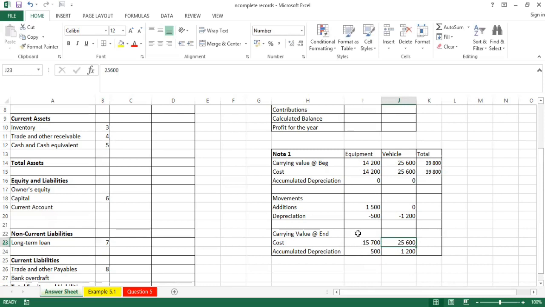Now what do we need to do? We need our carrying value at the end. These amounts are supposed to be in brackets. And to get our carrying value, we say this minus this gives this. So we say this equals, let me see if I do this. Okay, so it doesn't give us, so we say it equals this.